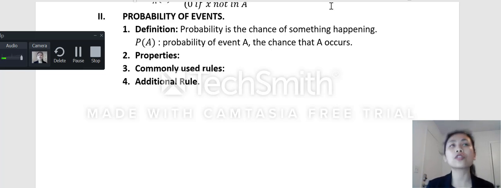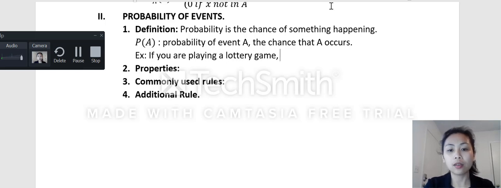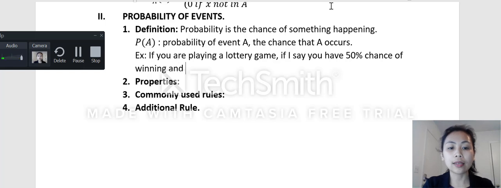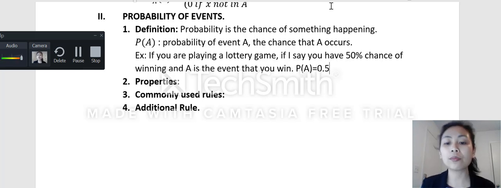For example, if you are playing a lottery game, and if I say you have 50% chance of winning, and A is the event that you win, then the probability of A should be equal to 0.5. You see that? And one thing you observe here is that probability should be between 0 and 1, right?